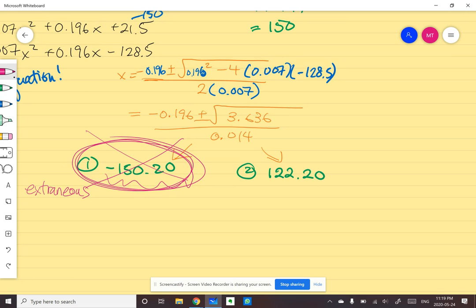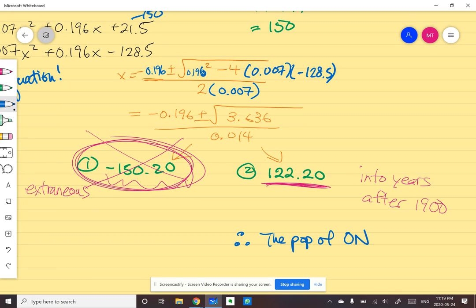So we need to convert this into years after 1900, which is pretty simple and straightforward. That means the population of Ontario will be 15 million, just adding those two numbers together, in about 2022. And heck, that's pretty close. So that's how you do question 3.